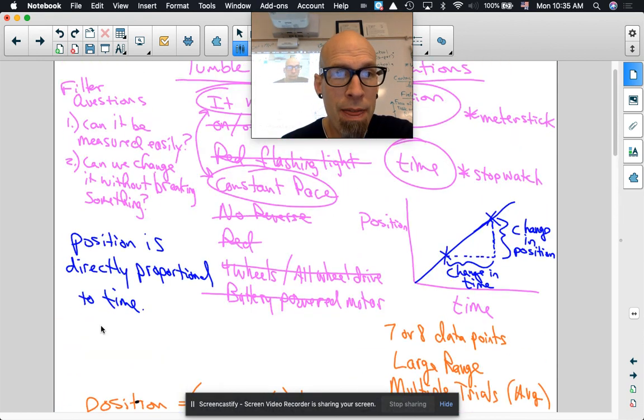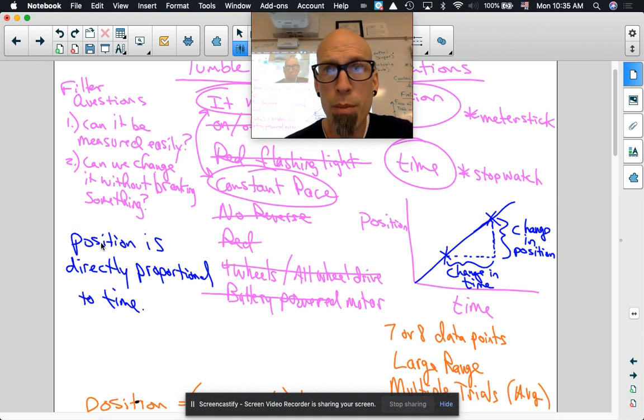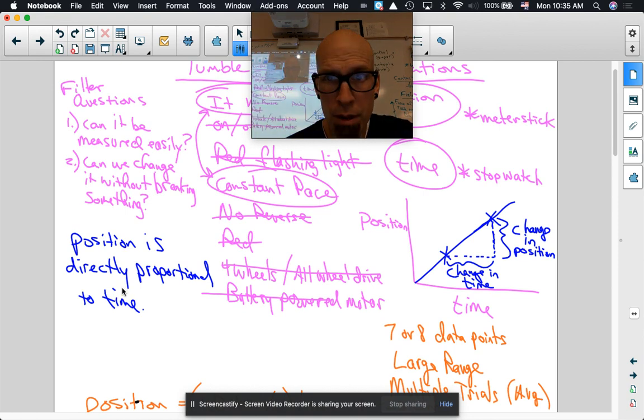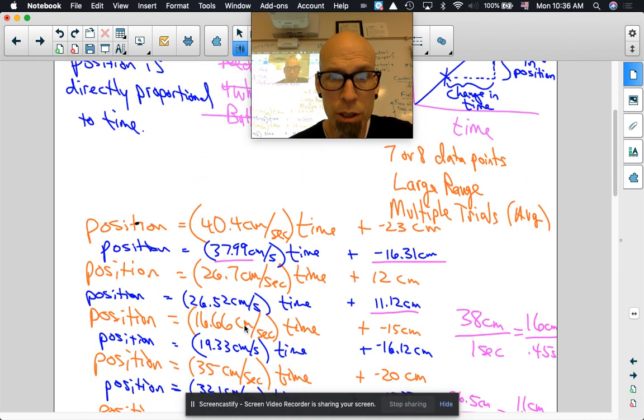Which means that our position is directly proportional to the time. The position of the buggy, this is the relationship. So what is the relationship between position and time for a tumble buggy? The relationship is that the position is directly proportional to time. That you should write down. That's the relationship between the position and time. Directly proportional. It is a constant ratio. And that's what the slopes are.